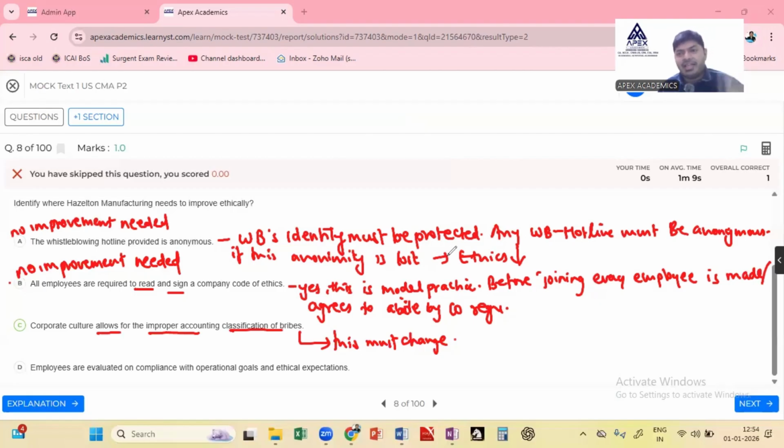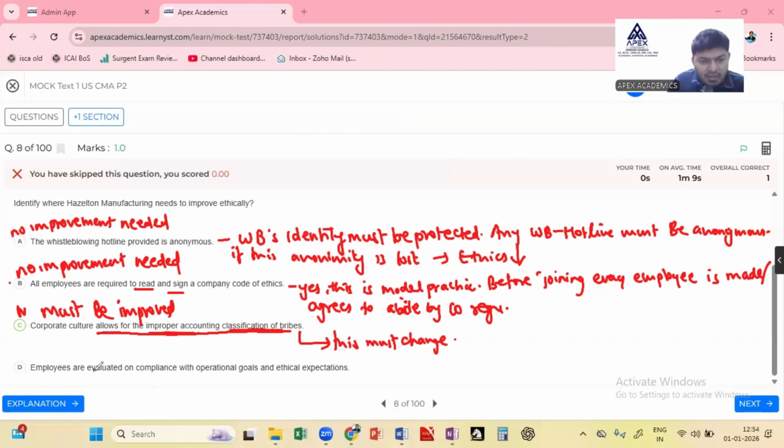A bribe is a bribe, clean as day. You call it anything, it's a bribe. It can't be classified as a commission expense. Therefore, the corporate culture which allows for improper accounting and classification must be improved. What should you do with such a corporate culture? Such a corporate culture must be improved. I hope you are able to understand this.